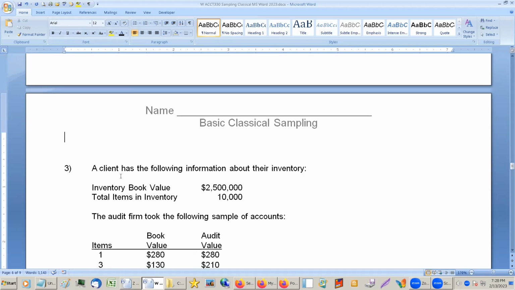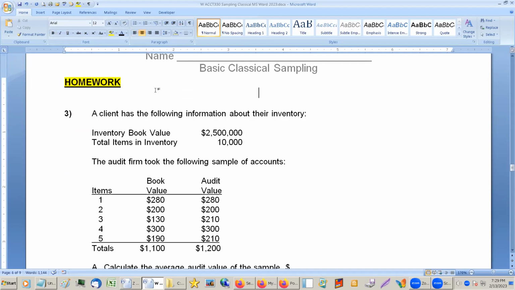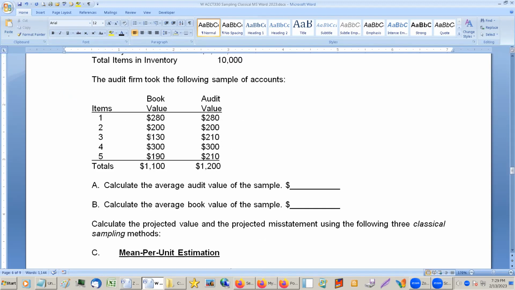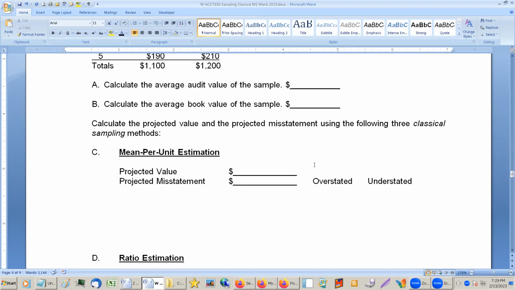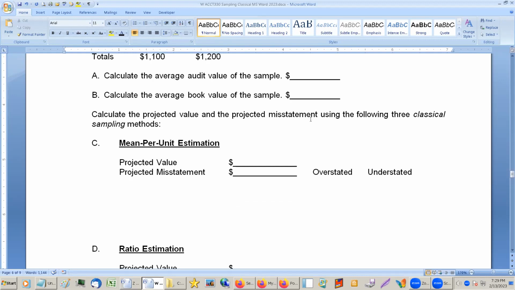I think I'm going to give you number 3 as homework. So do number 3 as homework if you haven't already, and we'll talk about it. I'll give you a heads up on this one, and that is the overstated and understated, they're not all the same.